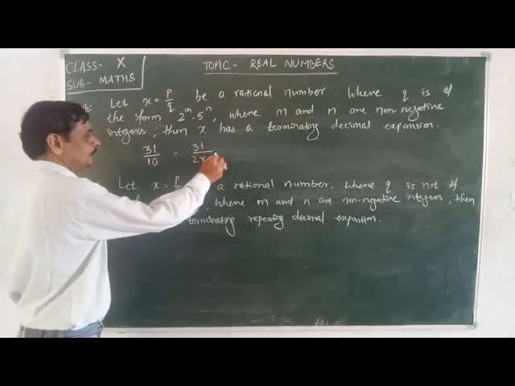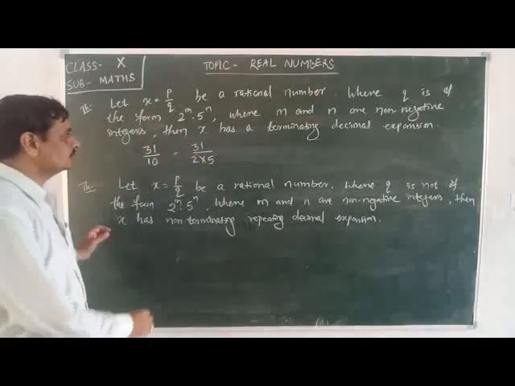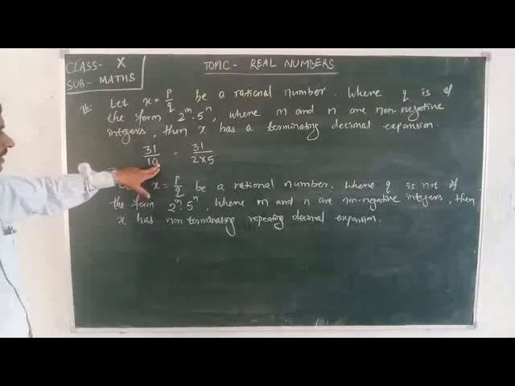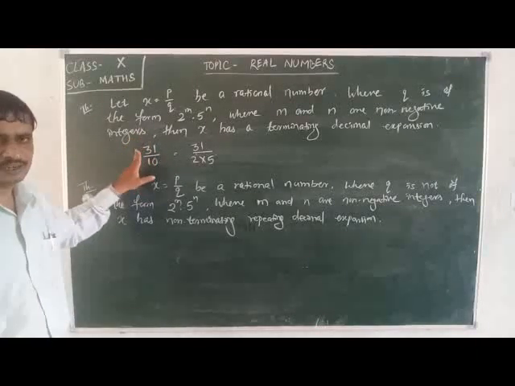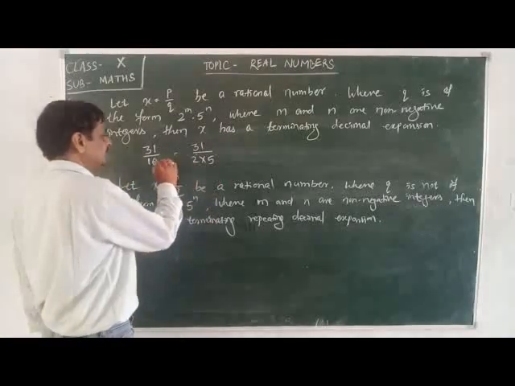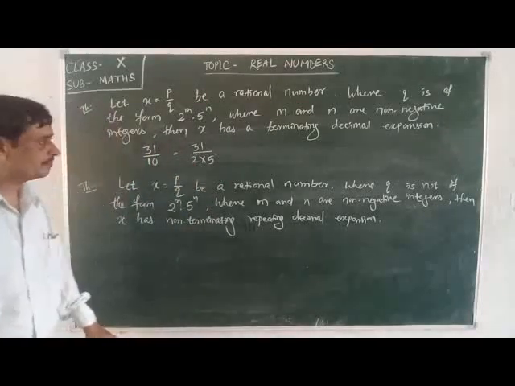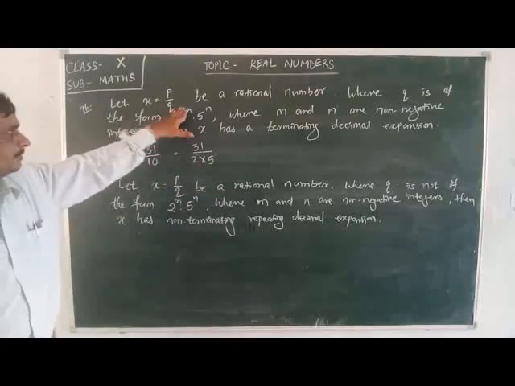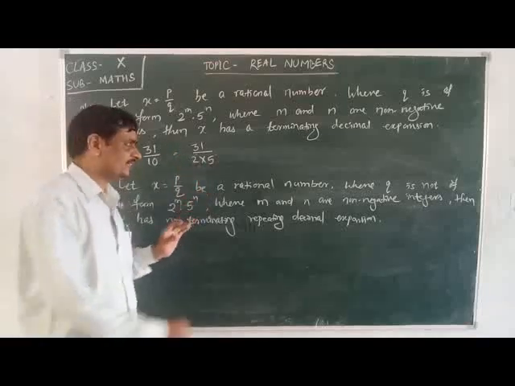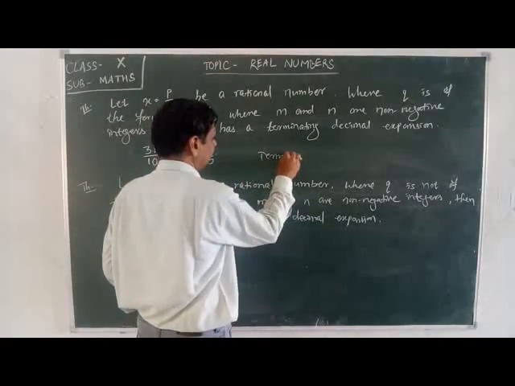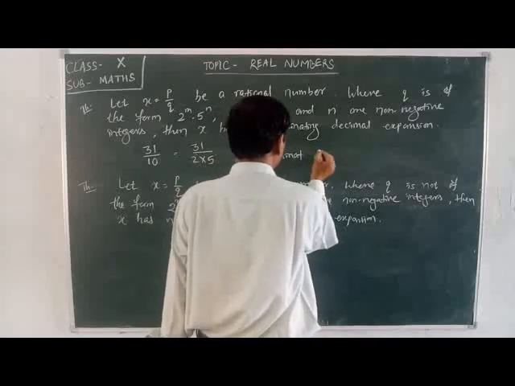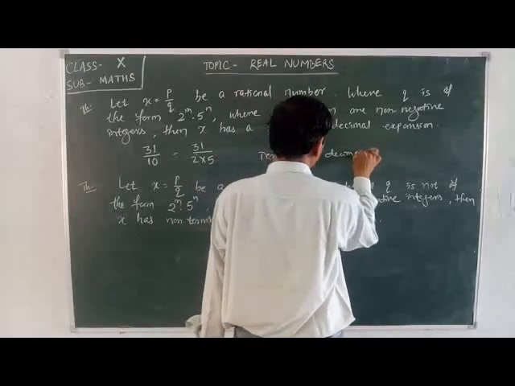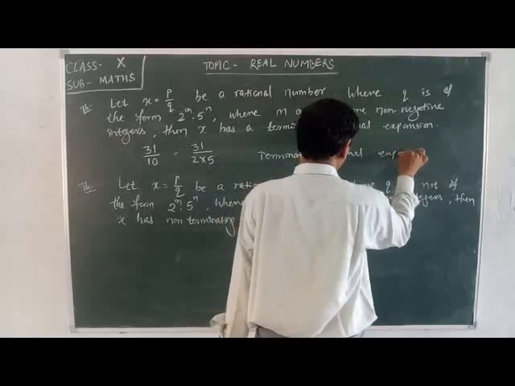2 to the power 1, 5 to the power 1. So in this case, we get the terminating decimal expansion for this number 31 by 10, which is equal to 3.1. Since the value of q is expressed in the form 2 to the power m into 5 to the power n, we will get a terminating decimal expansion.